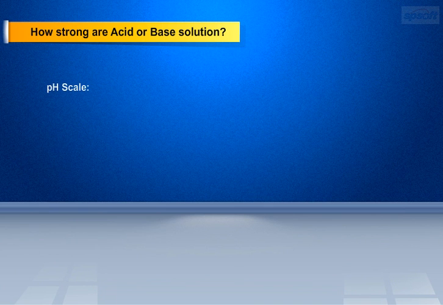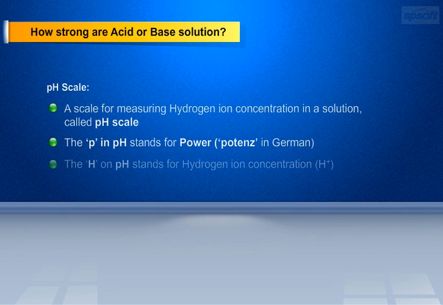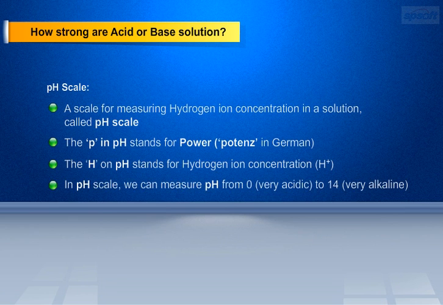What is a pH scale? Let's see. It is a scale for measuring hydrogen ion concentration in a solution, called pH scale. The P in pH stands for power, potenz in German. The H in pH stands for hydrogen ion concentration, H+. In pH scale, we can measure pH from 0, very acidic, to 14, very alkaline.